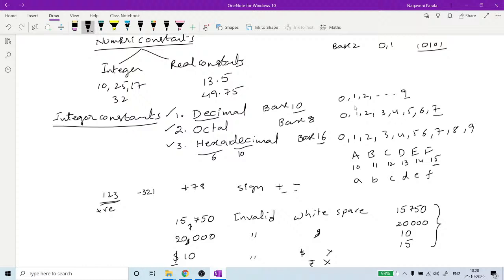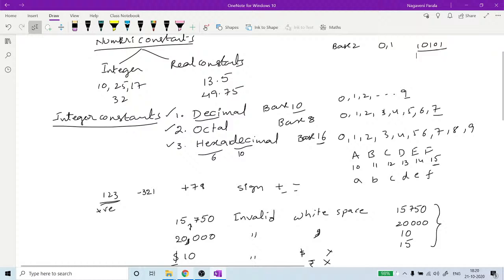Any big number, suppose 15,750, all the remaining numbers we form with the help of these digits. Base 8 is octal, octa means 8. Base 8 means it will have only 8 digits. What are the digits? 0 to 7. If you count 0 to 7, we get 8 numbers. So 1 to 7, and 0 is the 8th one. So in total we have 8.